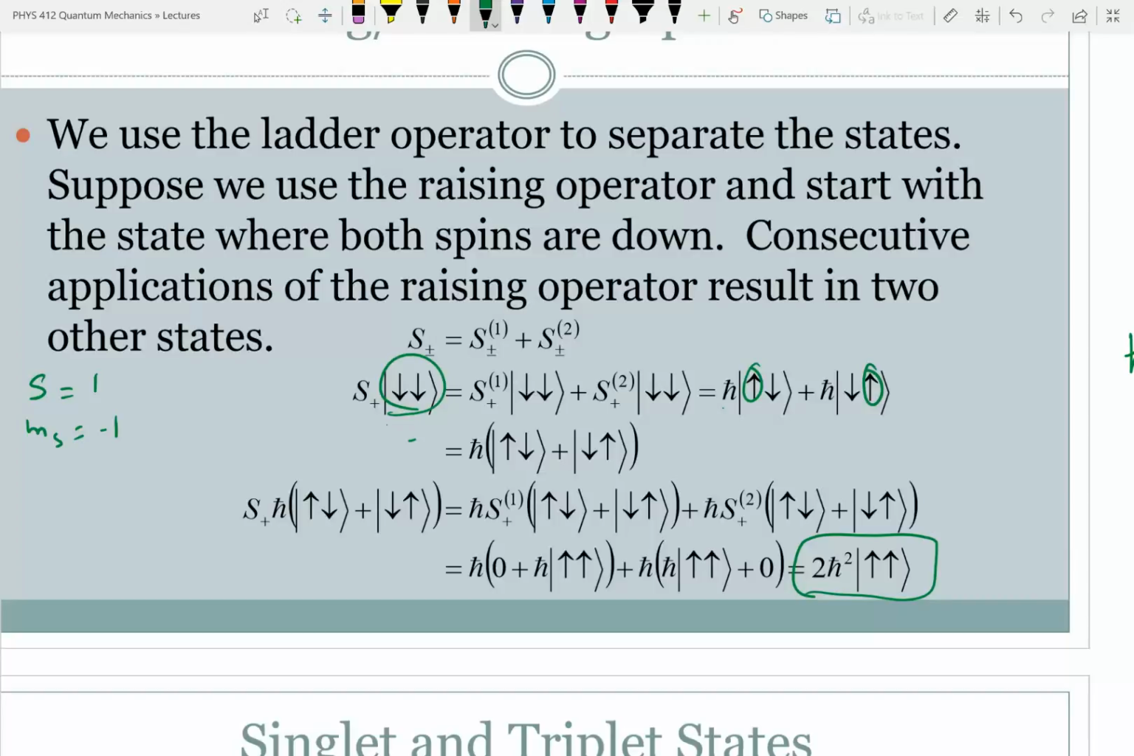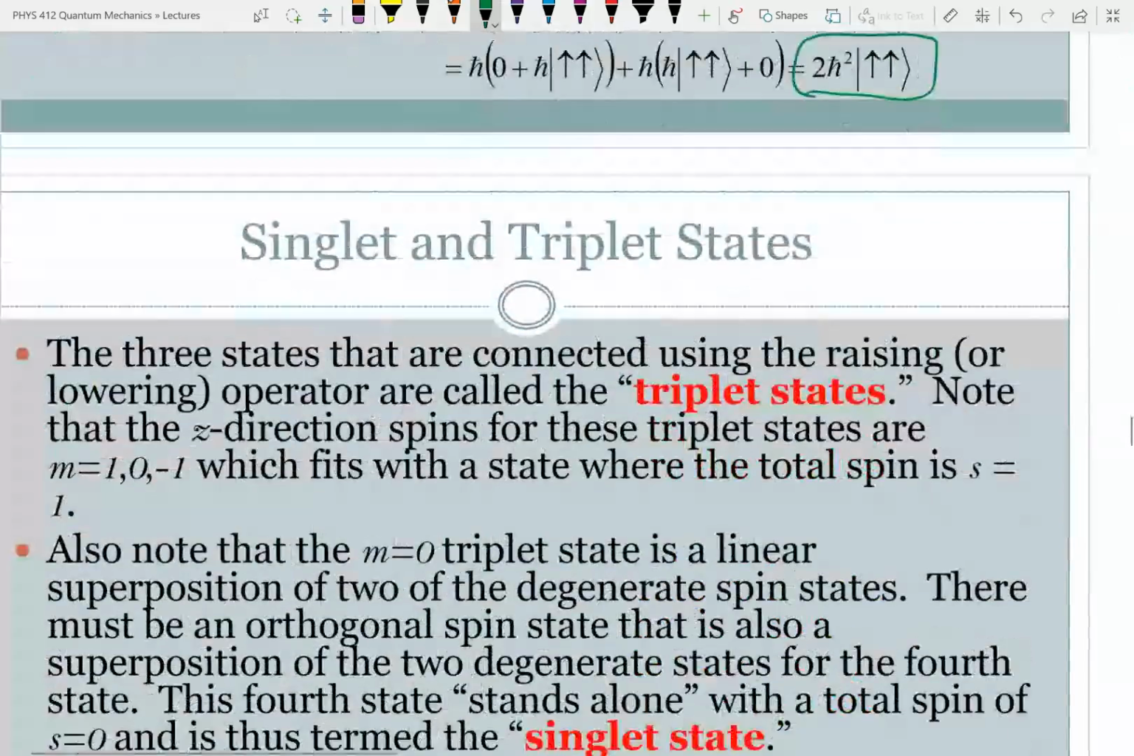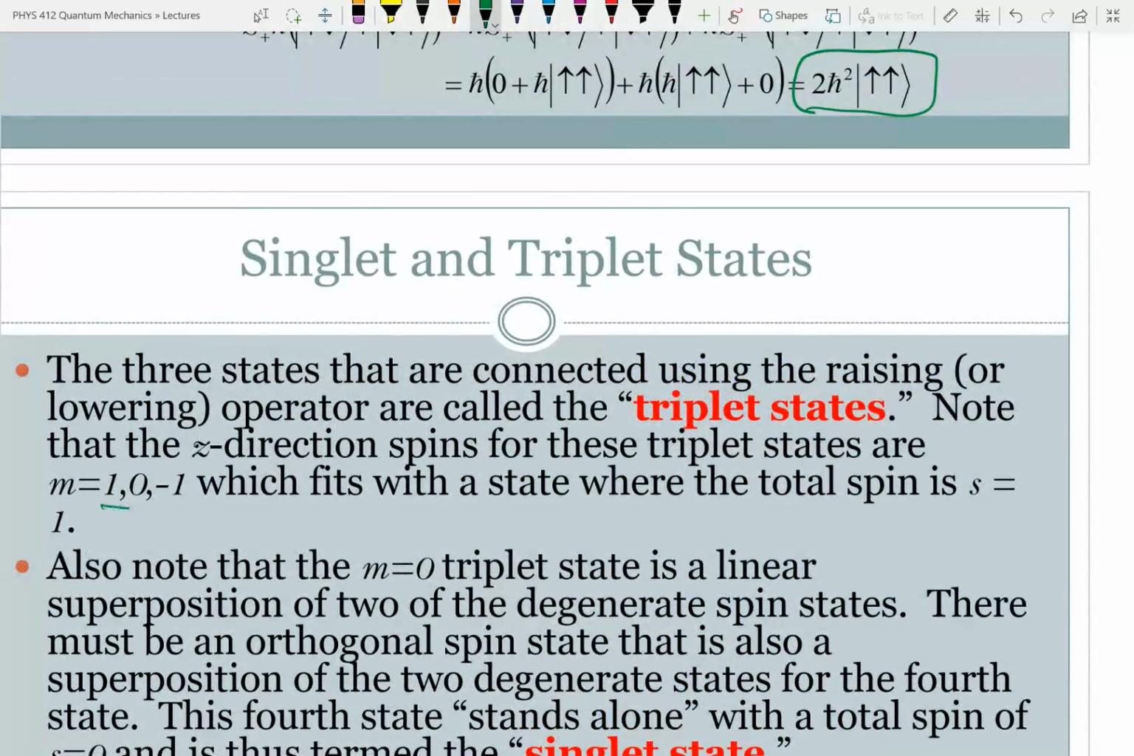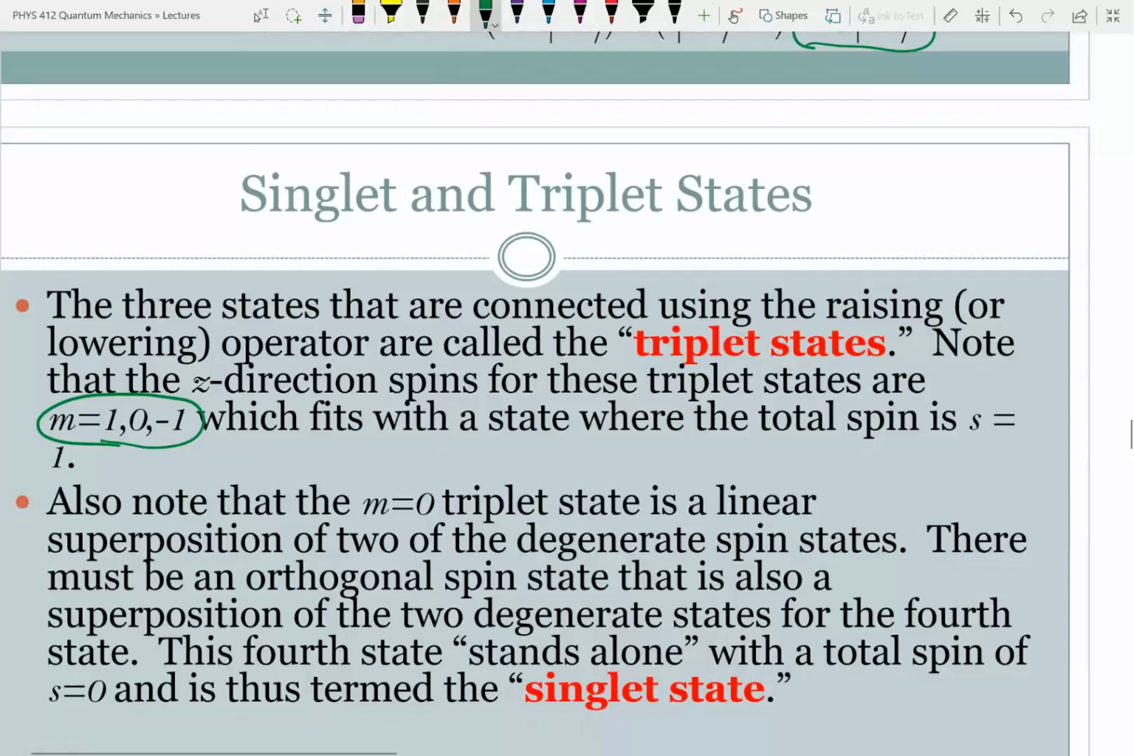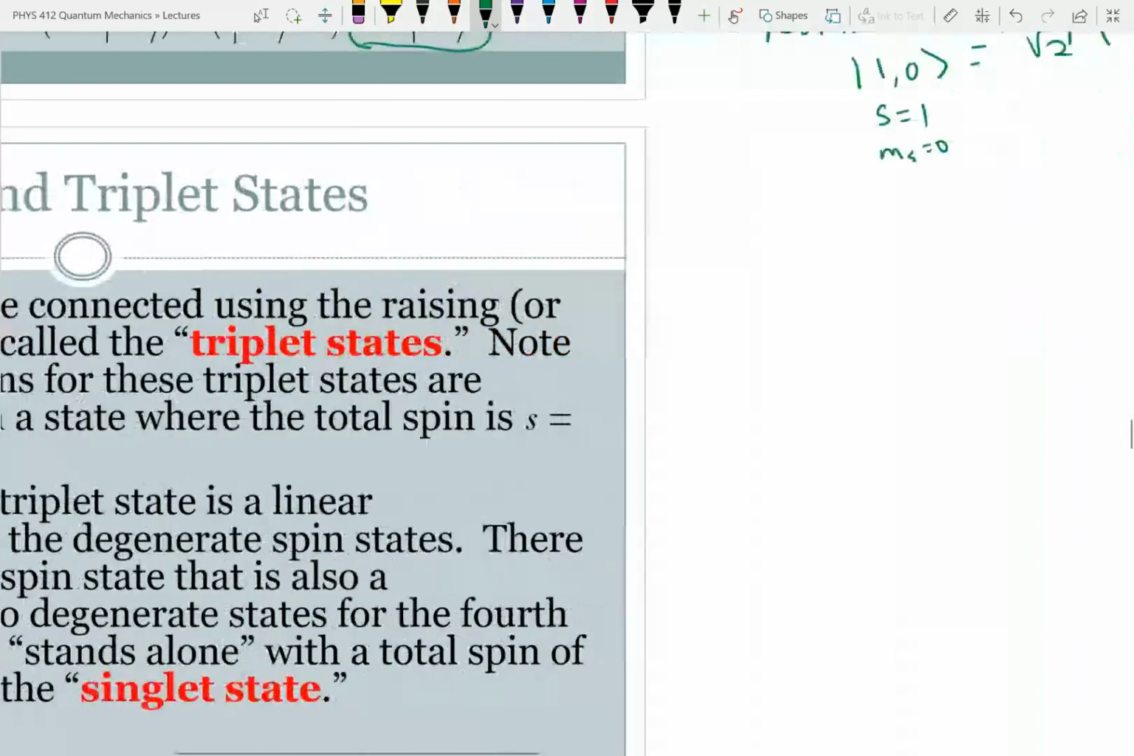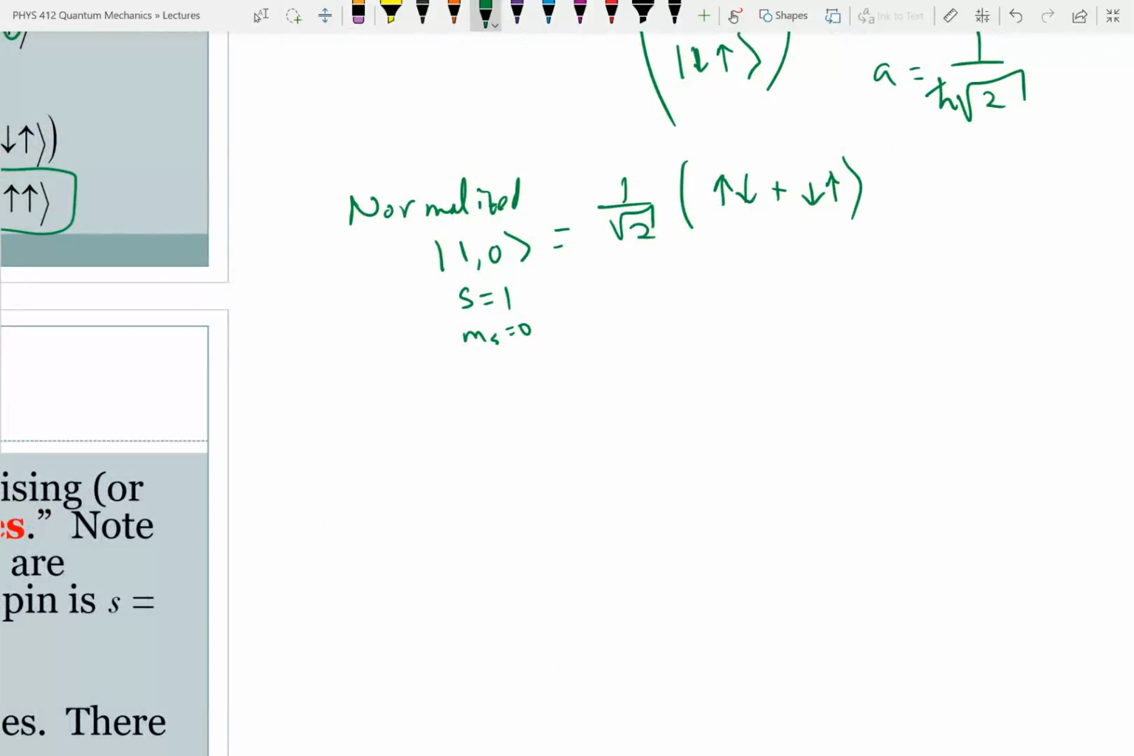Yes. So there we found that we have 3 states, hence we call it a triplet state, 3 states for s equals 1. And then we'll have 1 state, so we'll call it a singlet state for s equals 0. What is that singlet state? Well, it has to be orthogonal to the triplet state that was a superposition. So it has to be a superposition again of these two, but it has to be orthogonal.